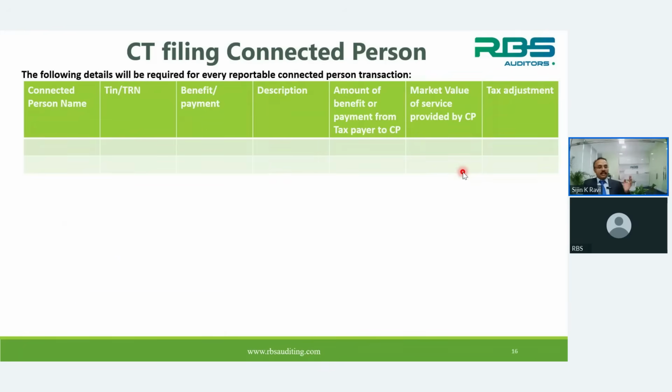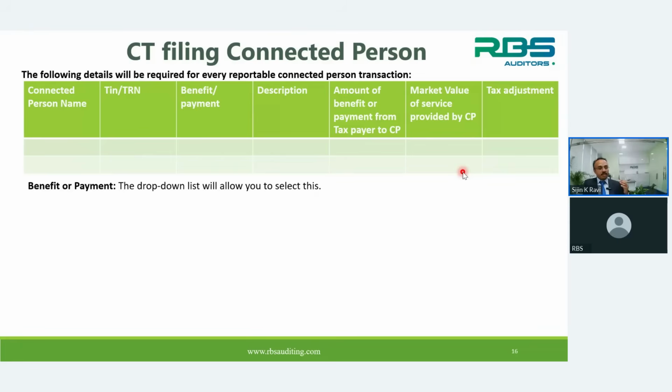So, CT filing for a connected person. What information is required? One is the connected person's name, then TIN or TRN, then benefit or payment, description, amount of benefit or payment from the taxpayer to the CP, market value of the service provided by the CP, and a tax adjustment.